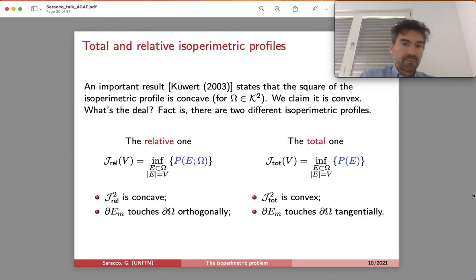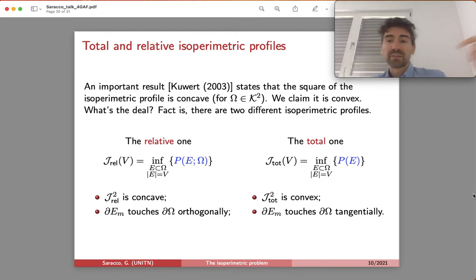Okay, then as the very last thing, I would like to settle a question that I get very often. There is a very important result by Couvert that states that the square of the profile is concave, at least when your box is convex, okay? And I'm saying that the square is convex, so I'm basically saying something in contrast with what Couvert said. It is not my intention to call him wrong, and he is not wrong, but neither am I. The point is that there are actually two different profiles.